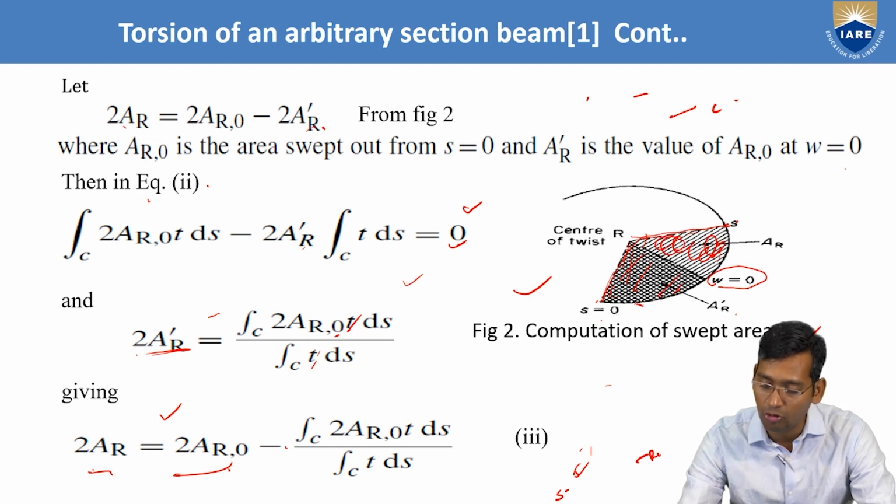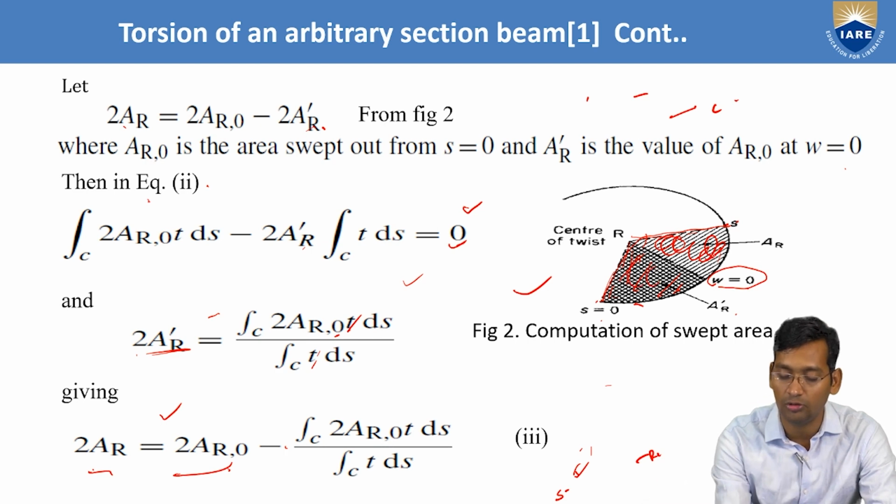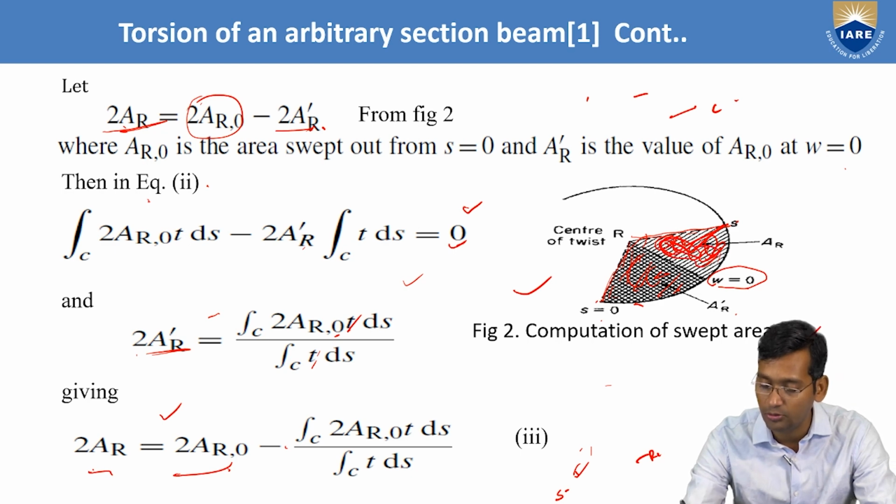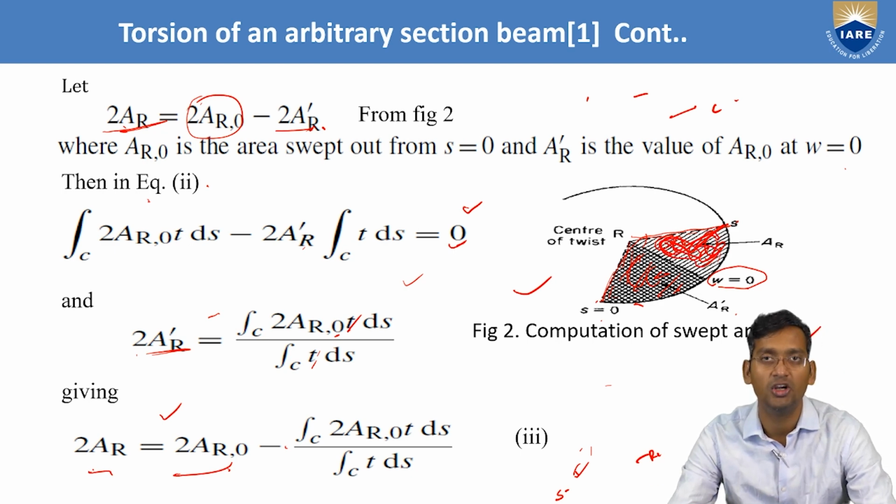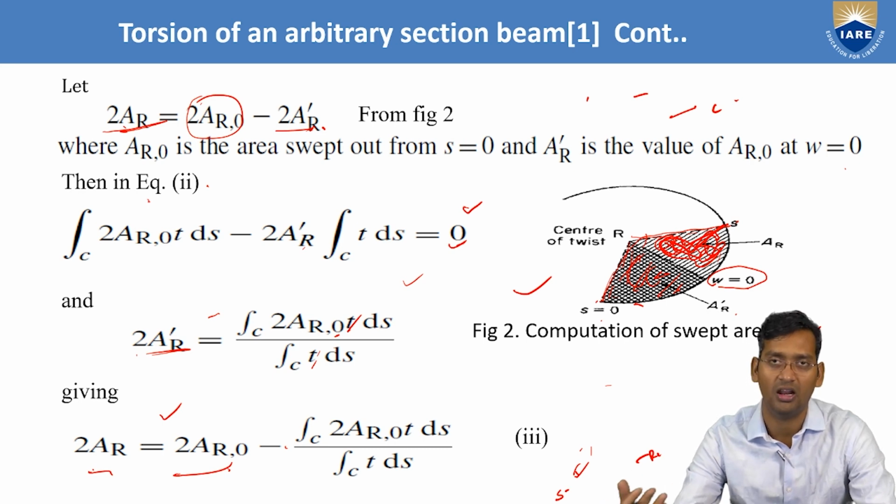So that will be what? This whole minus this one will give you this one. So that only is the, right? This whole minus this part is giving what? This part, right? That is 2AR. So this part only is our 2AR, where AR naught is the area swept out from S equals to 0, and AR dash is AR when wrapping is 0.